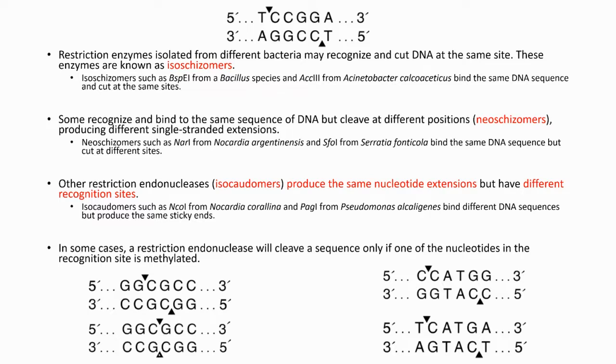And then another restriction endonuclease, we call it isocaudomer. Basically, they produce the same nucleotide extension, but they have different recognition sites. Like the example here. On the top here is NcoI. NcoI recognizes CCATGG, and then they cut between these two Cs.